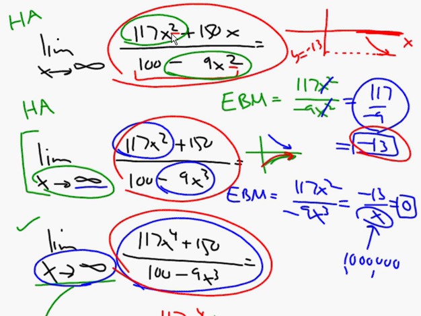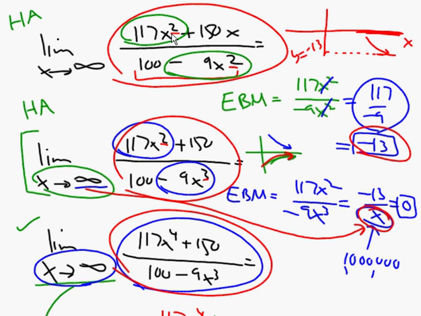In the second case, the higher power is on the bottom. So when you got your end behavior model, it was going to have x in the denominator. But we already know if you take really big numbers and plug them into a denominator, that usually makes a fraction get smaller and smaller and smaller. I should say not smaller, but closer and closer to 0.